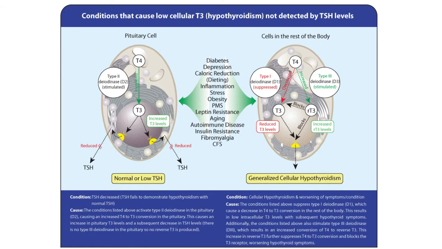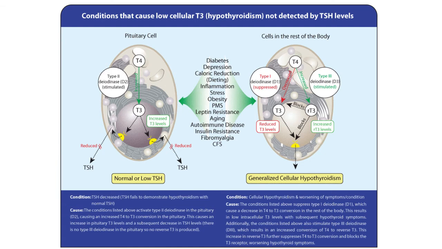Conditions that cause low cellular T3, essentially cellular hypothyroidism that are not going to be detected by TSH levels, is going to partially be this production of reverse T3. If you have all this reverse T3, your body's going to think, well, I have enough thyroid hormone floating around, so I can stop making more. So you don't have elevated TSH in patients who might have this kind of cellular hypothyroidism.